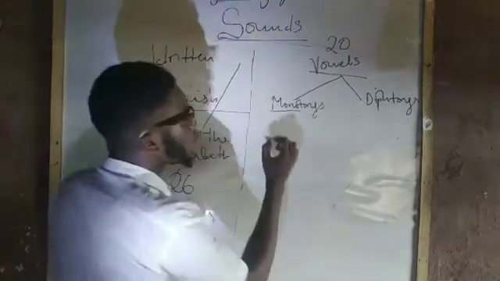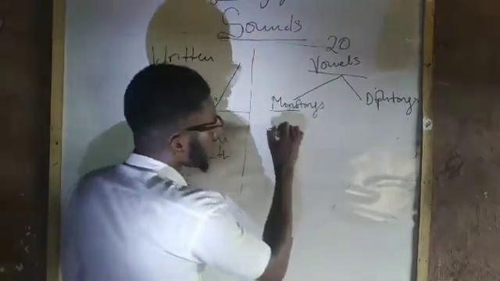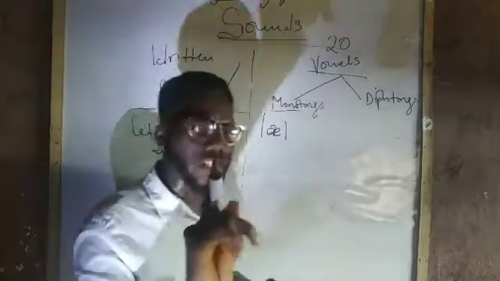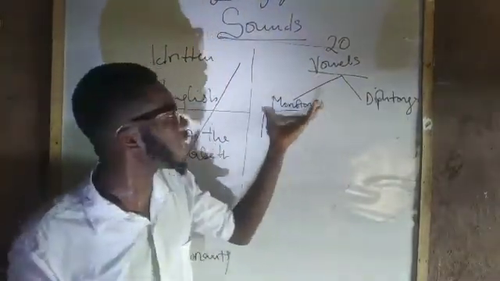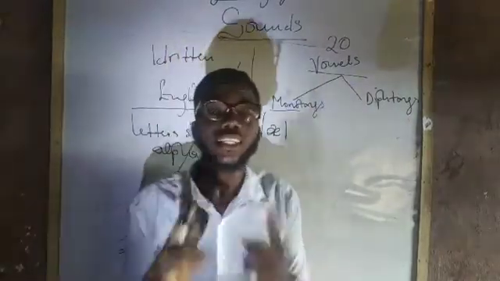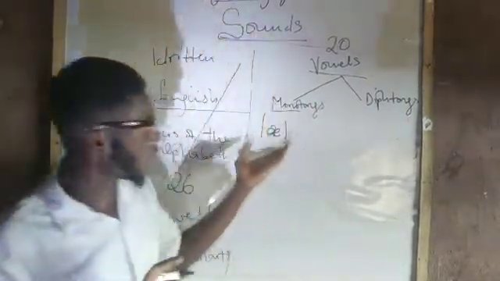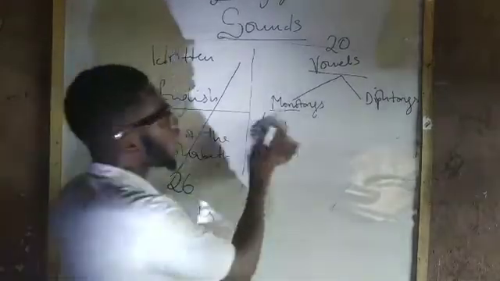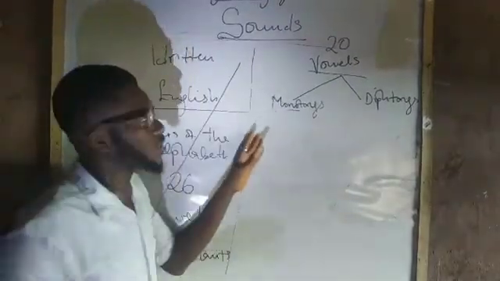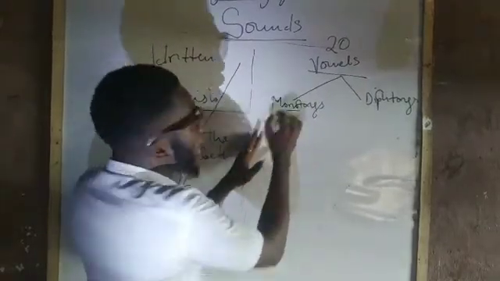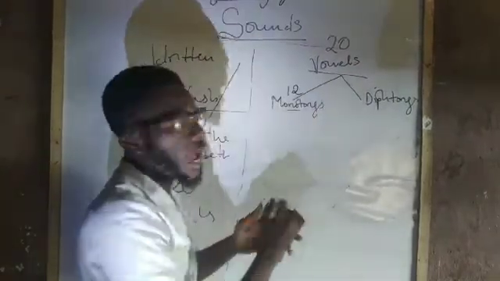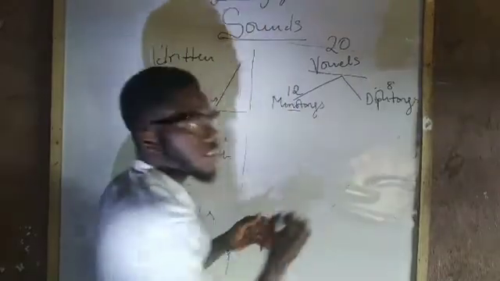Let us take, for instance, the A sound, it is just one sound. It is part of these monotones. Monotones are sounds of the vowel that are single. And I have shown you an example of it. Now, under these monotones, remember we said that vowels are 20 in number. These monotones are 12 in number, and the diphthongs are 8.